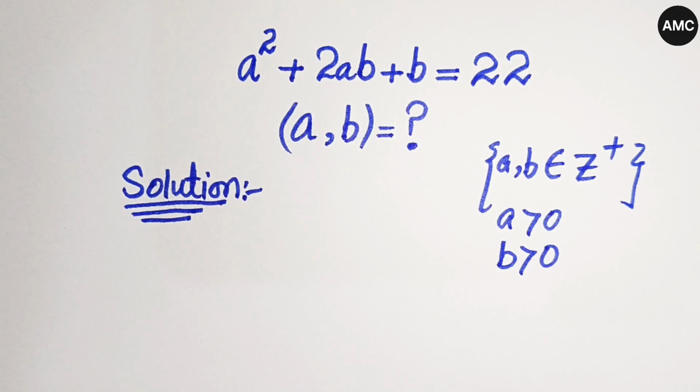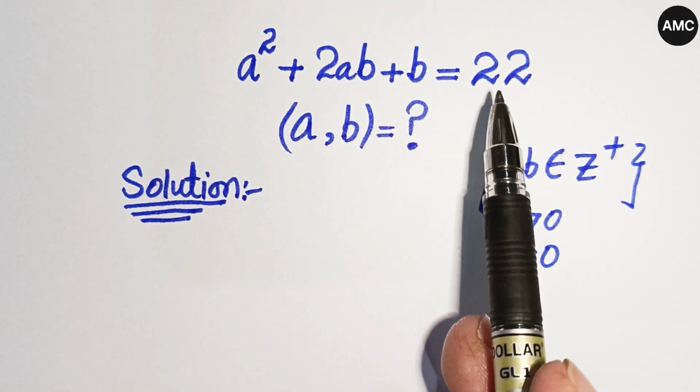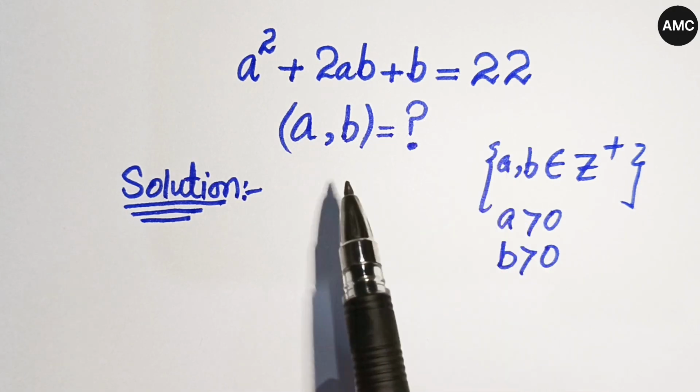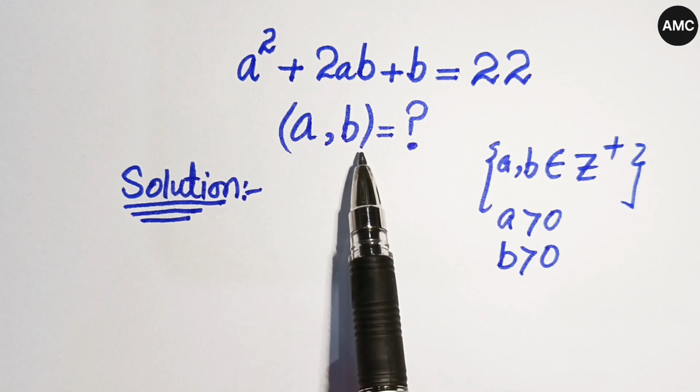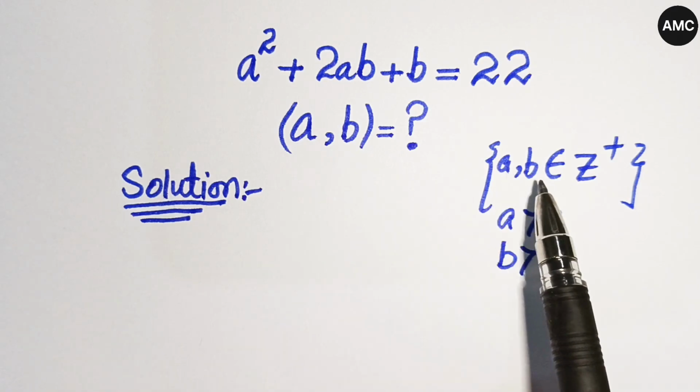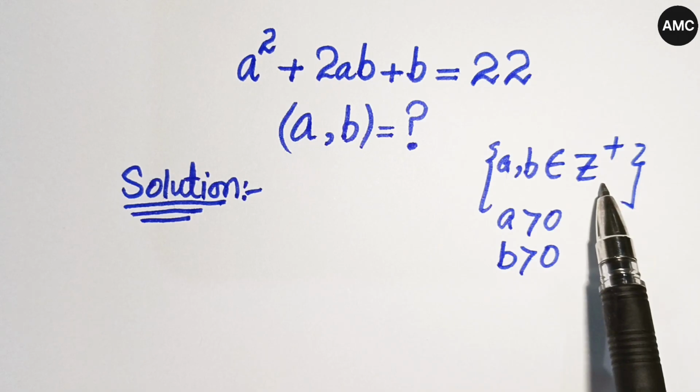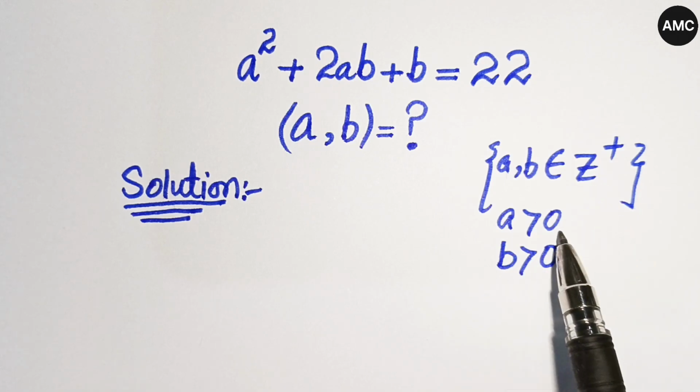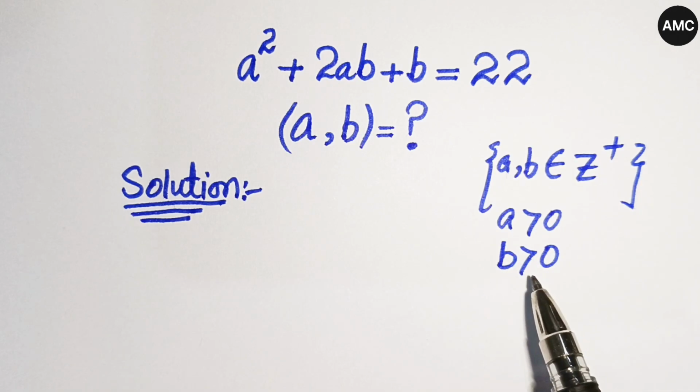Today we have a nice Olympiad problem: a squared plus 2ab plus b is equal to 22. Here we have to find the values of a and b, and remember that a and b belong to the positive integers, which means that a is greater than 0 and b is also greater than 0. Now we have to start our solution.